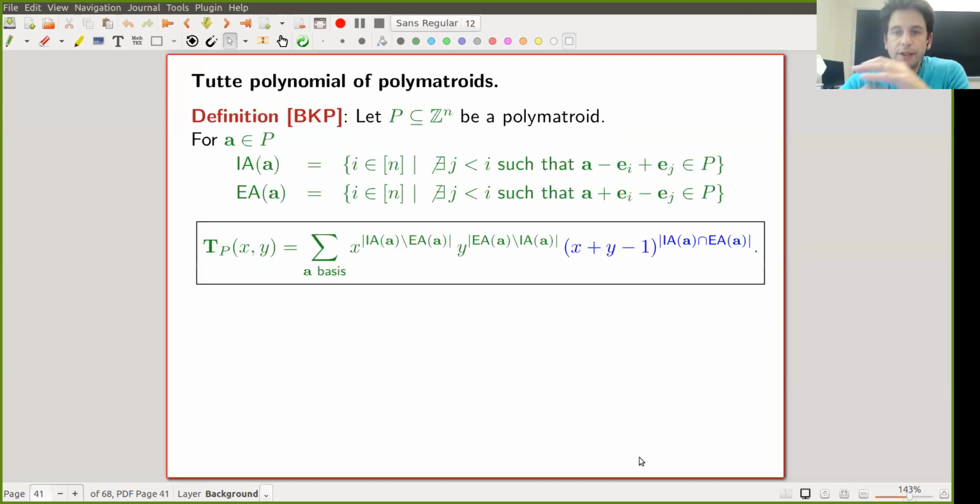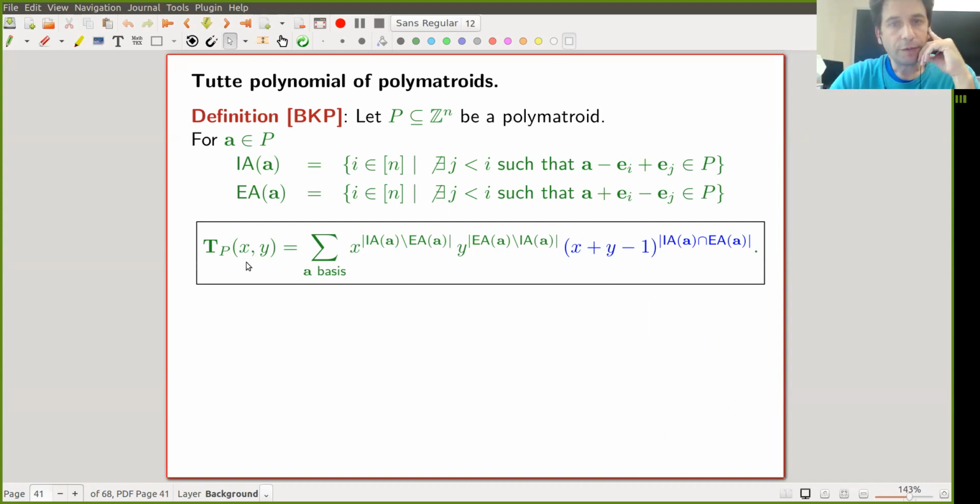So, however, it didn't really give analogs of the subgraph expansion of the Tutte polynomial or the basis expansion of the Tutte polynomial. So that's what we wanted to do. So here is the fix.